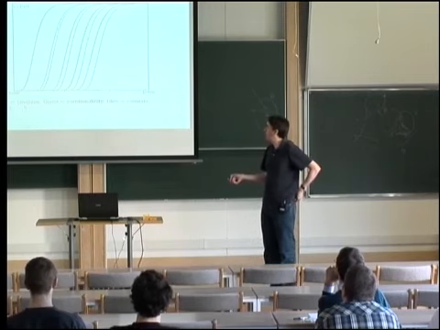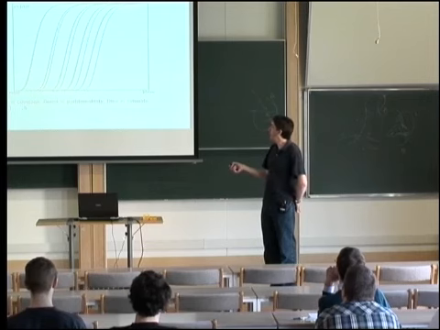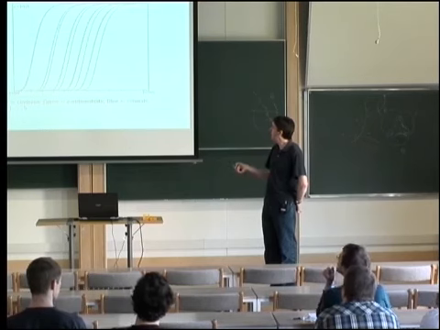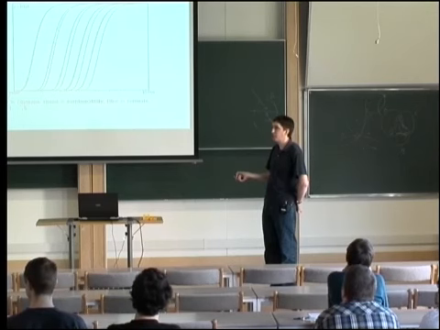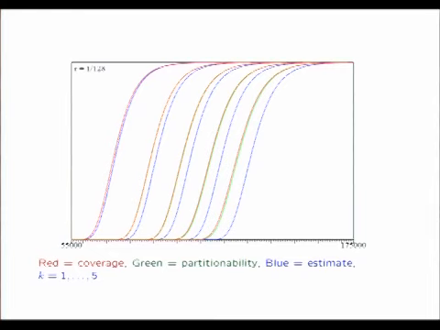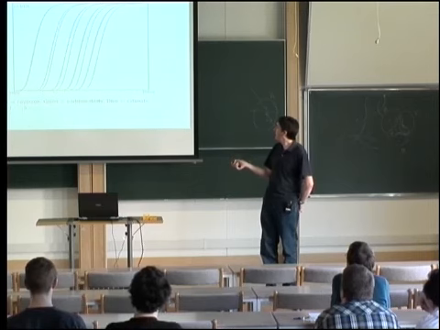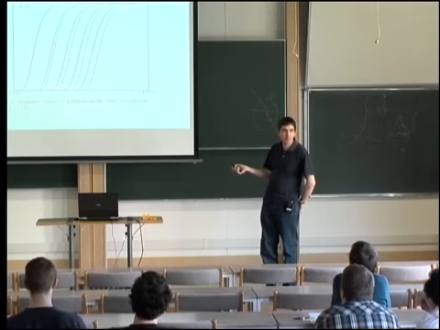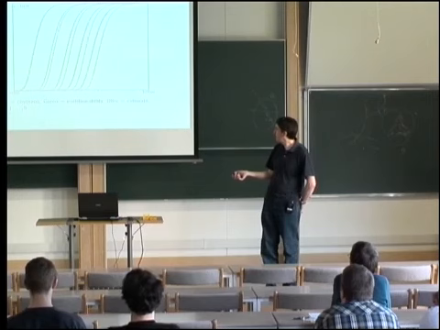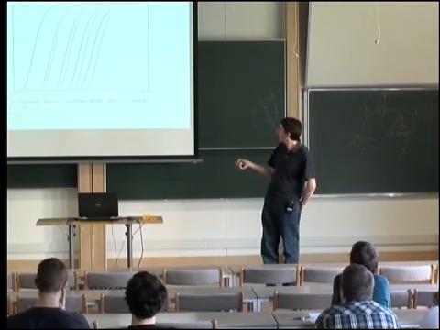Now let's look at k equals 2. The red line is the probability that you get 2 coverage. The green line is the probability that you get 2 partitionability. Can you see the difference? Just about. They are incredibly close. Over here, you don't get either. Over here, you get both. There's a small vertical gap of about 1 over log n, but it's incredibly small. You don't really see it. I mean, n's pretty big.